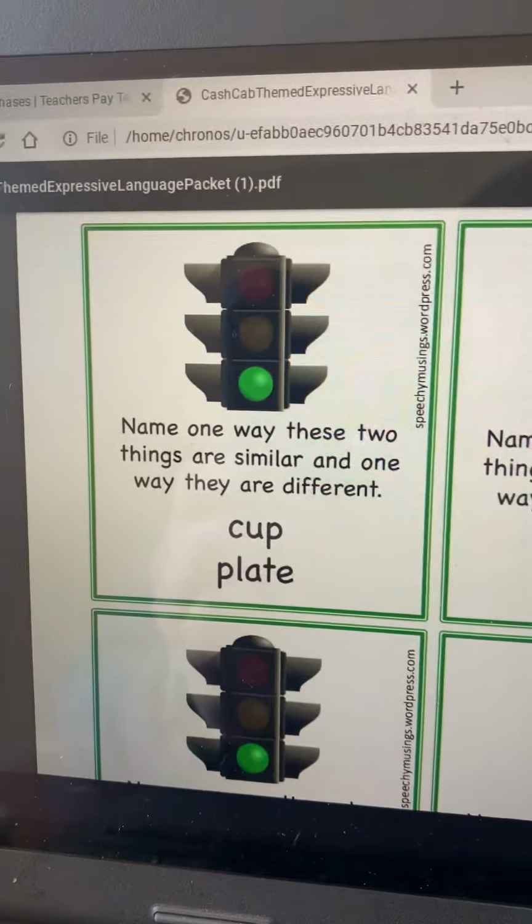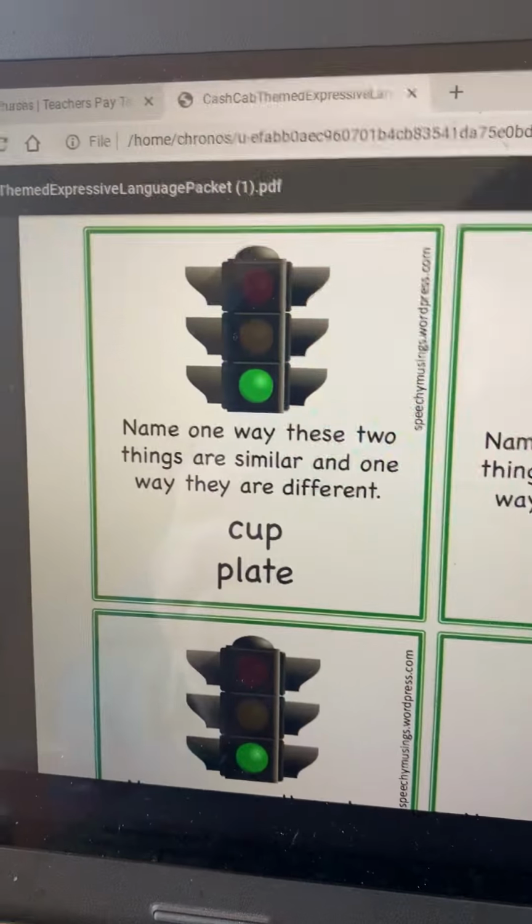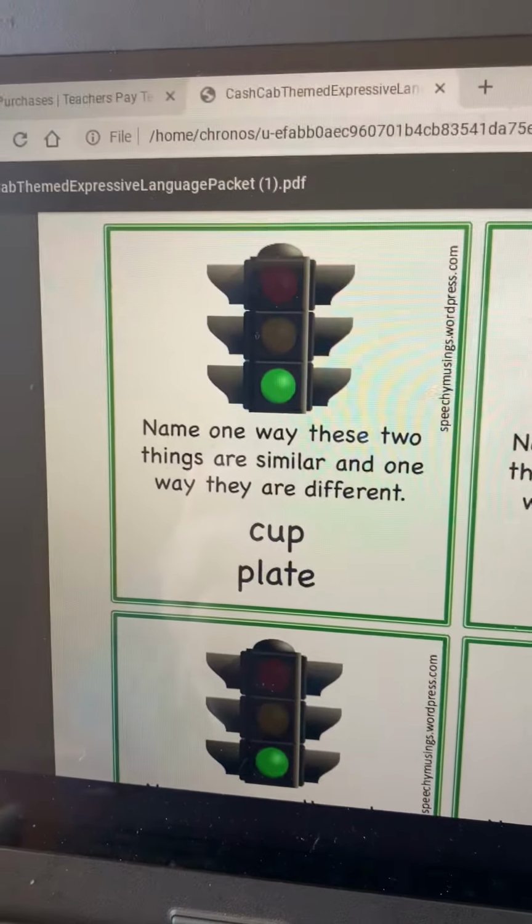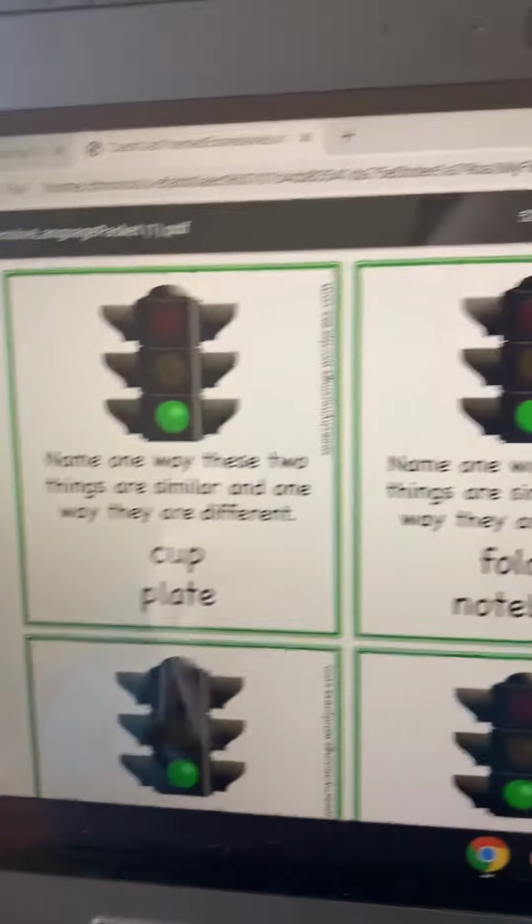All right, so now we're gonna name one way these two things are similar and one way they are different. So we have a cup and a plate. So one way they are similar is they're both used to help us eat and drink. And one way they are different is a cup is used to hold our drinks and a plate is used to help hold our food.